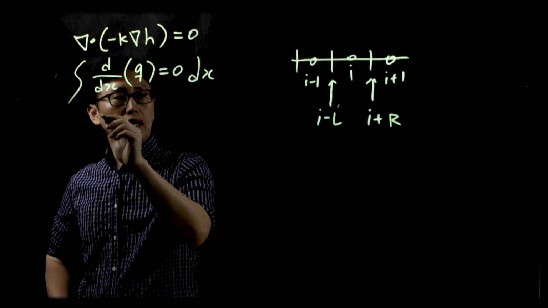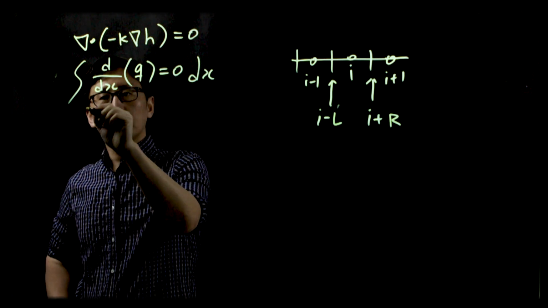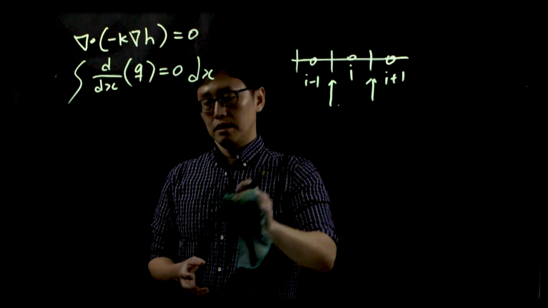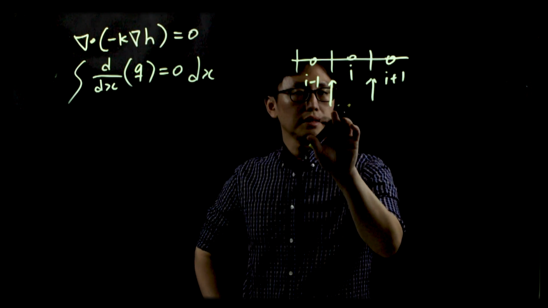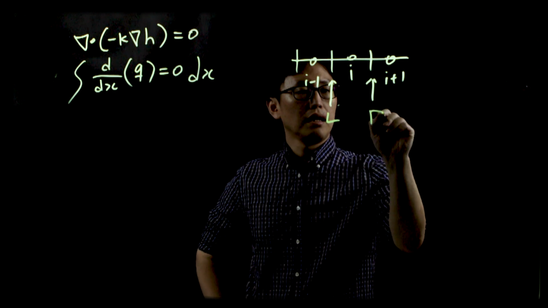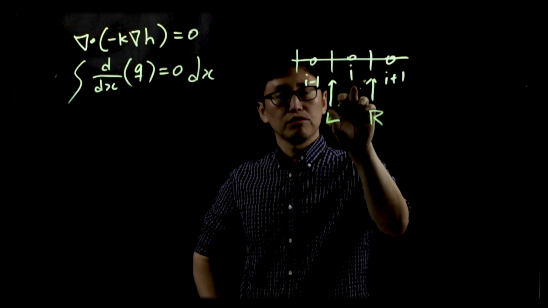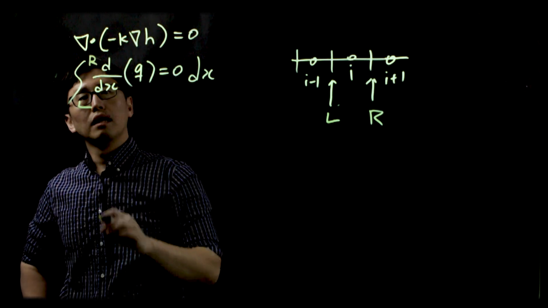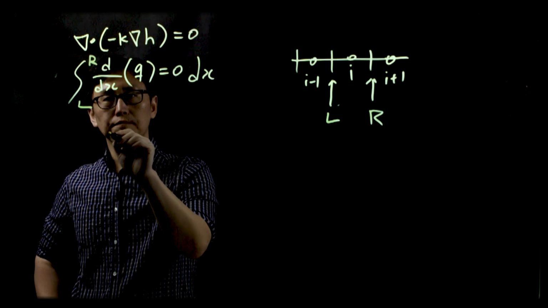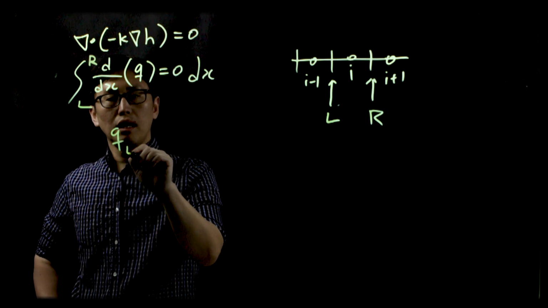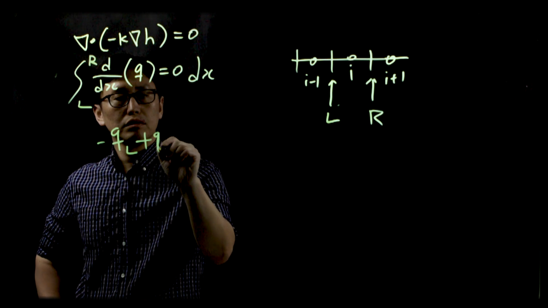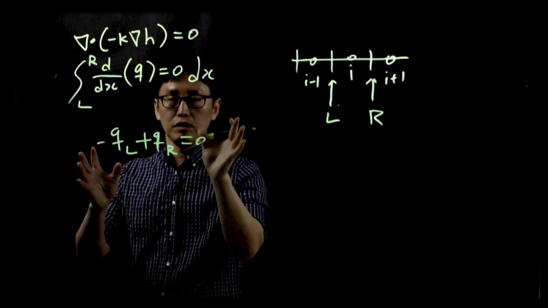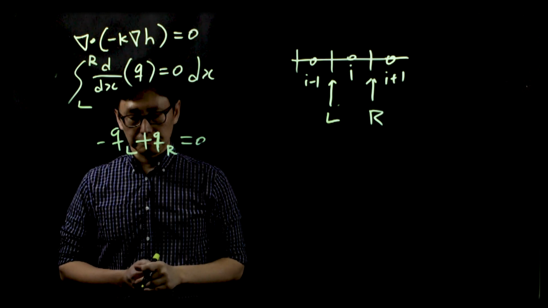Then the integral should happen between L and R. And this gives us Q_L plus Q_R is equal to 0. Here 0 is coming from the rule of mass conservation.